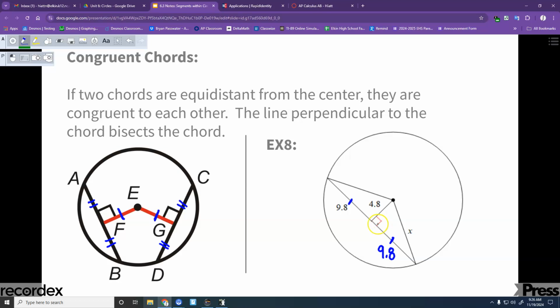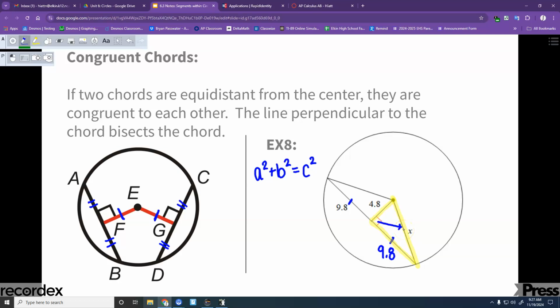Well, it is a 90-degree angle, and there's something we should know about those sides. They are not all the same. A squared plus B squared equals C squared. We could use the Pythagorean theorem because we're looking at this right triangle right here. Which side is my hypotenuse? Which side is the C in this case? 4.8, 9.8, or X? It's X, because the hypotenuse is always across from that right angle.